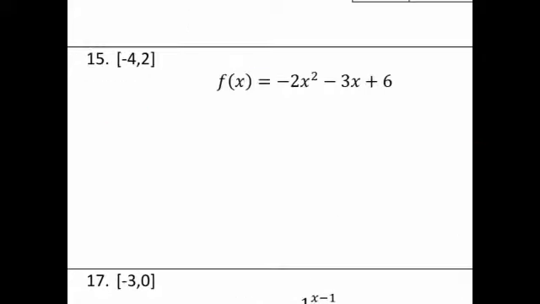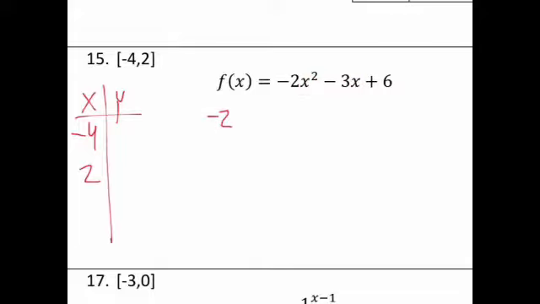And continue on to the next one, on 15. We don't get a table on this one. You have to actually figure it out yourself. Make your own table. So here are our x's. Use them: x of -4, x of 2. We need to plug both of those in for the x's to get the y values.